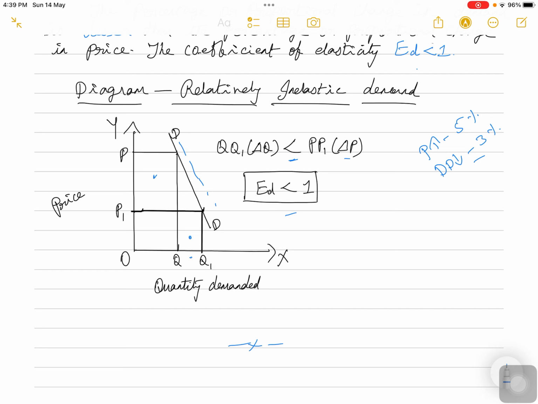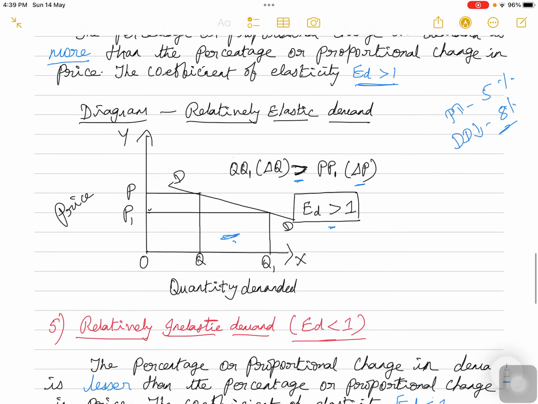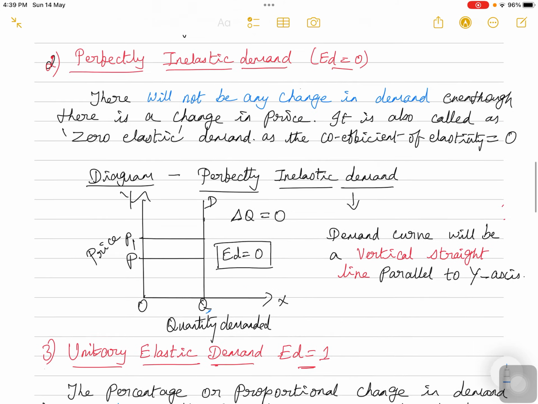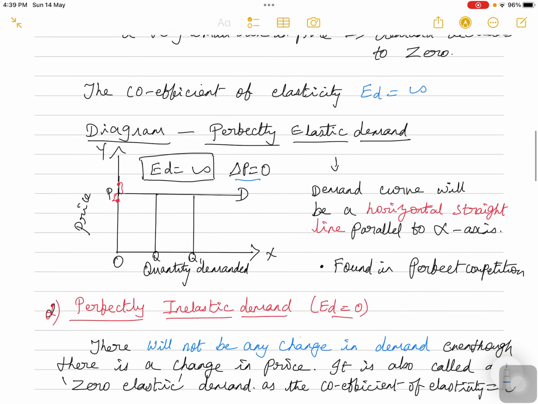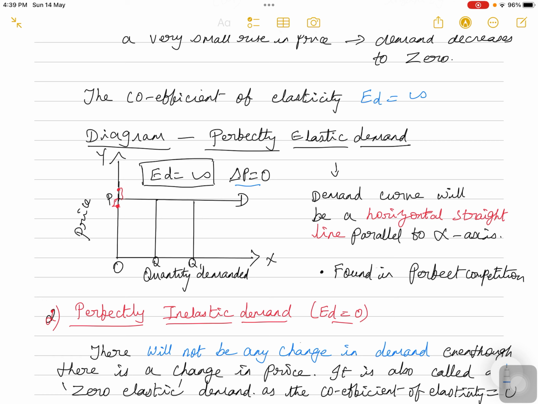For perfectly inelastic or zero elastic demand, the demand curve is a vertical straight line, and for perfectly elastic demand, the demand curve is a horizontal straight line parallel to the x-axis. Okay, now you have understood that there are several degrees of elasticities, isn't it?